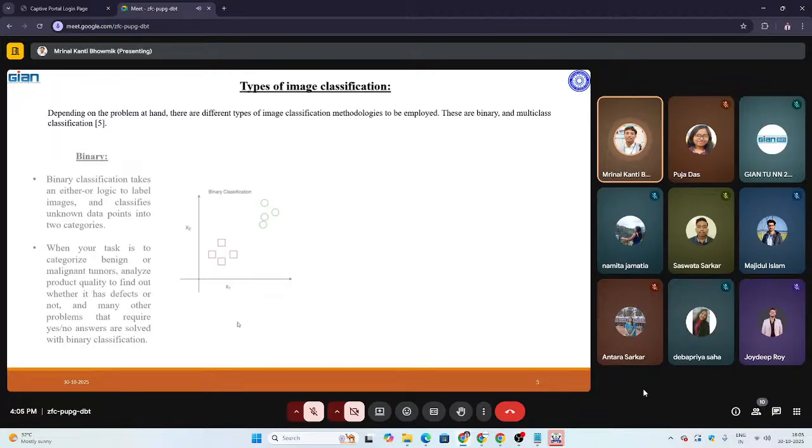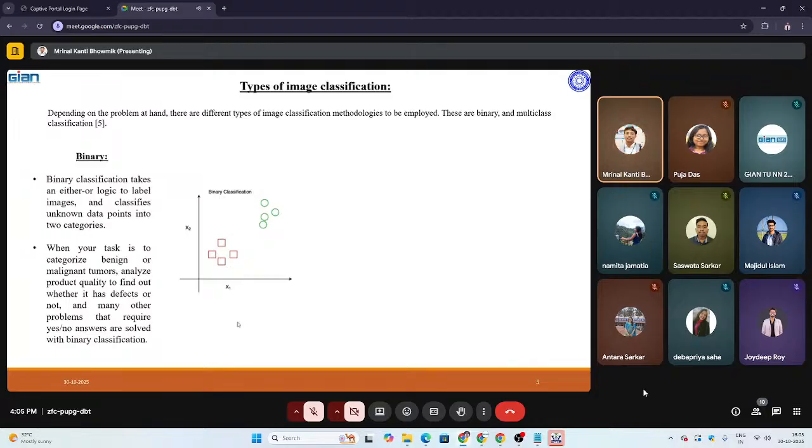What is binary classification generally? Binary classification takes either-or logic or two-label images and classifies unknown data points into two categories. Like when our task is to categorize benign and malignant tumors, or analyze product quality to find out whether it has defects or not, and many other problems that require yes or no answers are solved with binary classification.